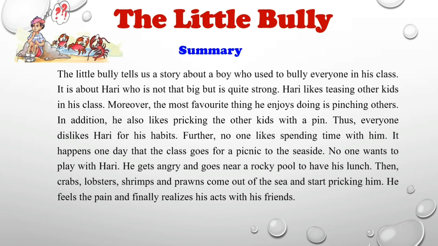It happens one day that the class goes for a picnic to the seaside. No one wants to play with Harry. He gets angry and goes near a rocky pool to have his lunch. Then crabs, lobsters, shrimps, and prawns come out of the sea and start pricking him. He feels the pain and finally realizes his acts with his friends. So, on the basis of the summary, I hope you can understand the story in a better manner. Now, we are going to find the question answers. Let's start.